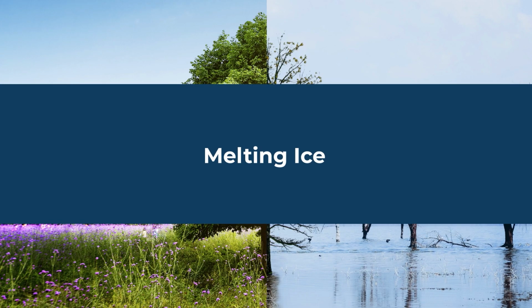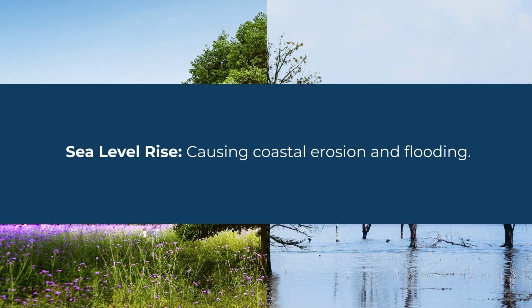Next is the melting of ice at the polar ice caps. The ice at the polar ice caps is melting because of this high temperature, or the temperature rise globally. Next is the rise in the level of the sea. Because of the melting of ice in the polar region, the sea level is rising, which is causing coastal erosion and flooding, which you might have heard in the news and read in the newspaper.